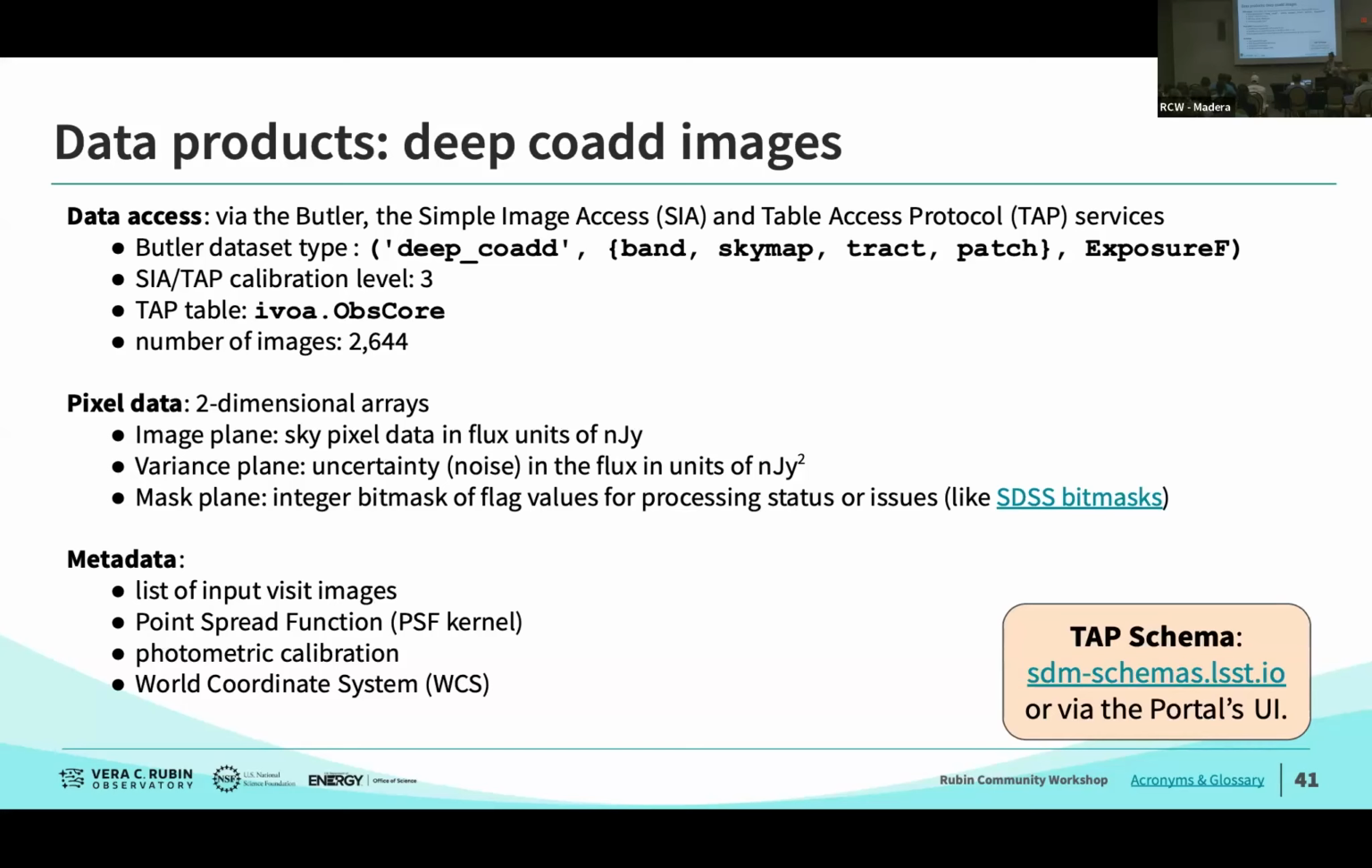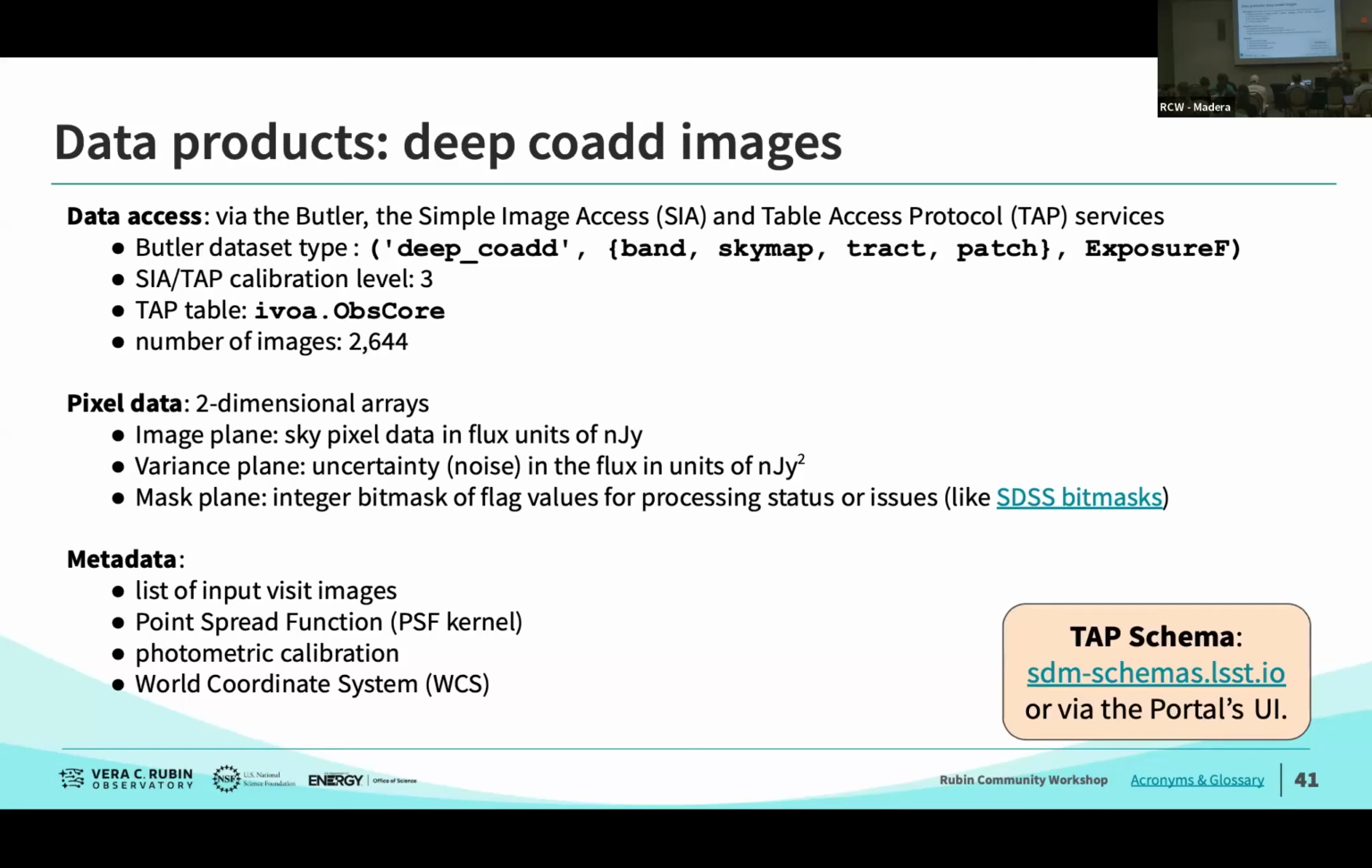There's also a bunch of metadata that comes along. One, importantly, is a way of accessing the point spread function that is associated with that part of the sky, that part of the image from these deep coadds. There's also information about the photometric calibration, the WCS, and you can retrieve the number of which visit images contributed to the pixel values that you're getting out.